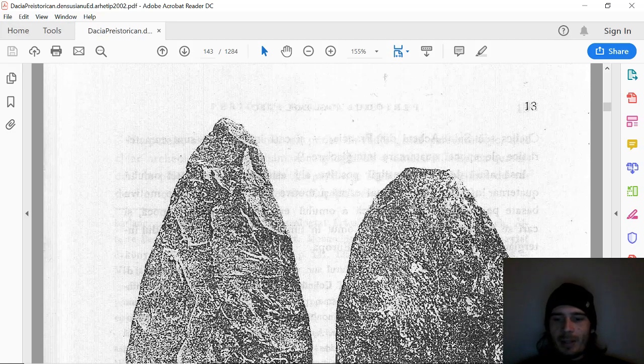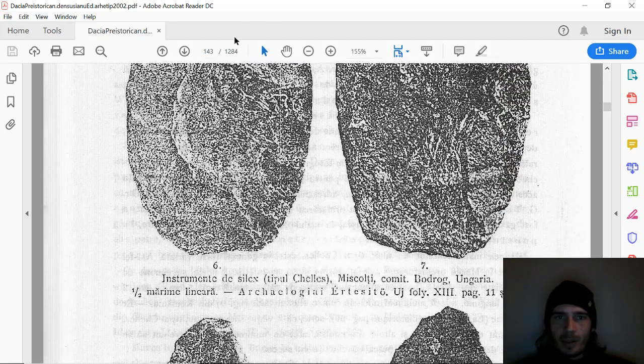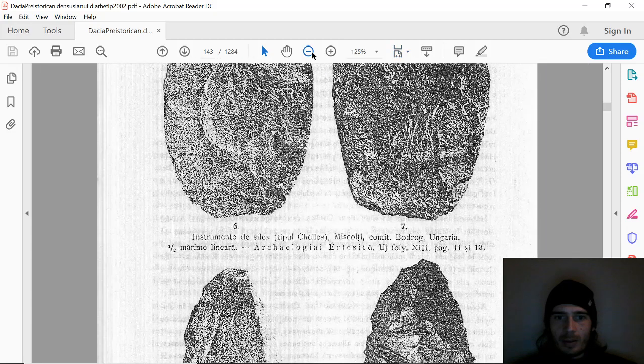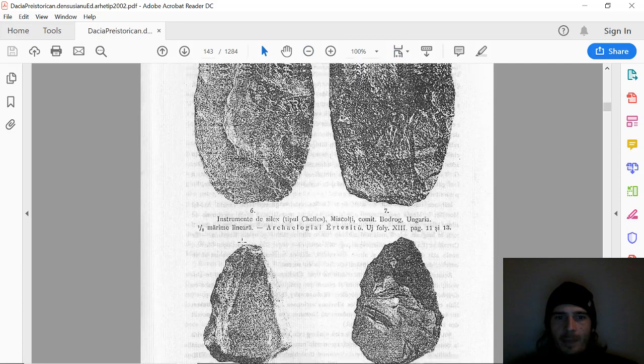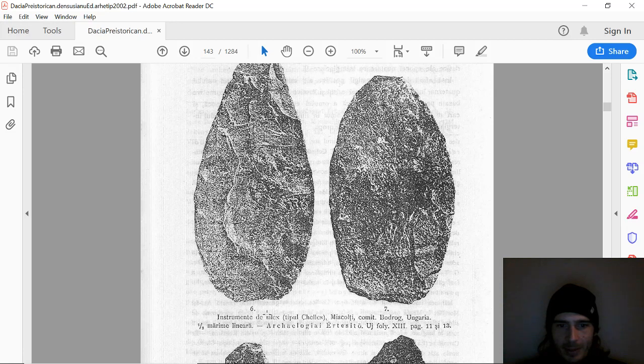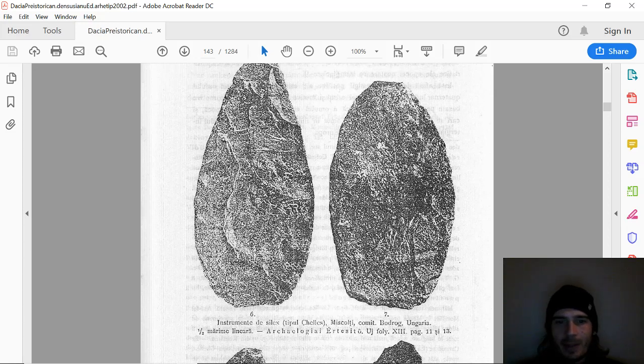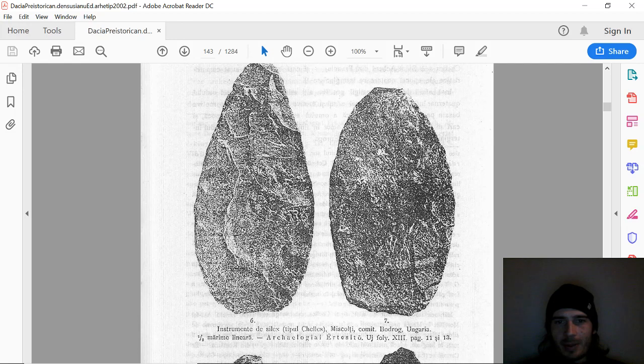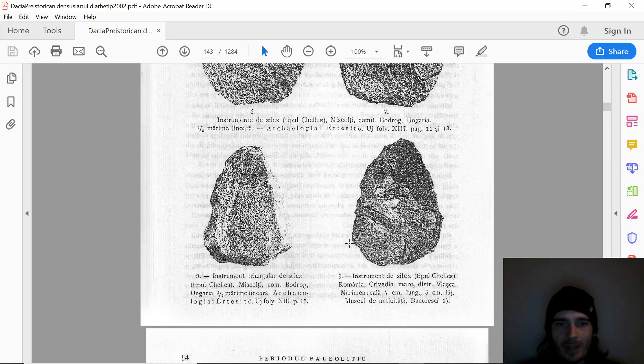Okay. These are some flint type instruments, Kelly's type, from Miskolc, the commune Bodrog in Hungary. Half the linear size, and then this is the reference. Flint instruments. I will analyze this in the analysis video too.